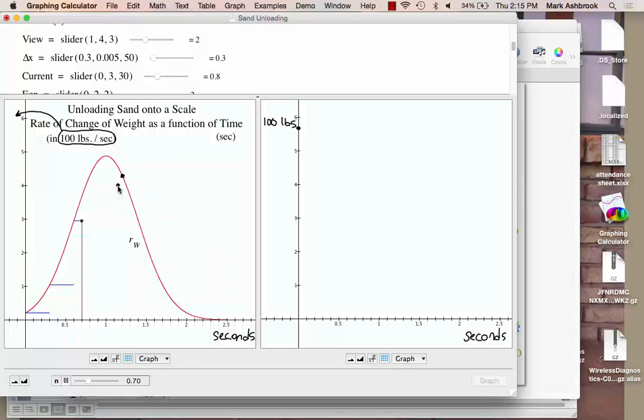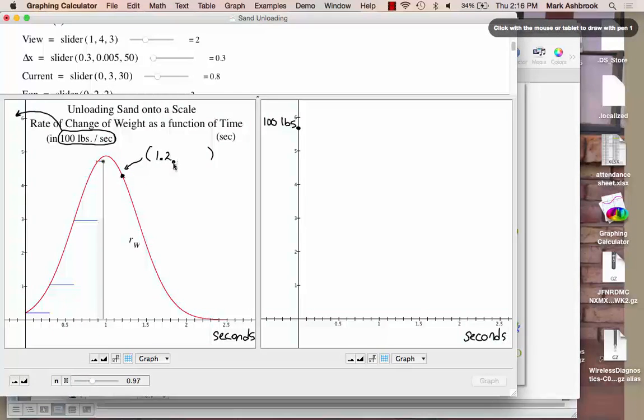Okay, so what are the coordinates of this point right here? Exact coordinates, right? That one right there. Let's write them. X coordinate is 1.2 seconds. Y coordinate expressed exactly: R sub W of 1.2.